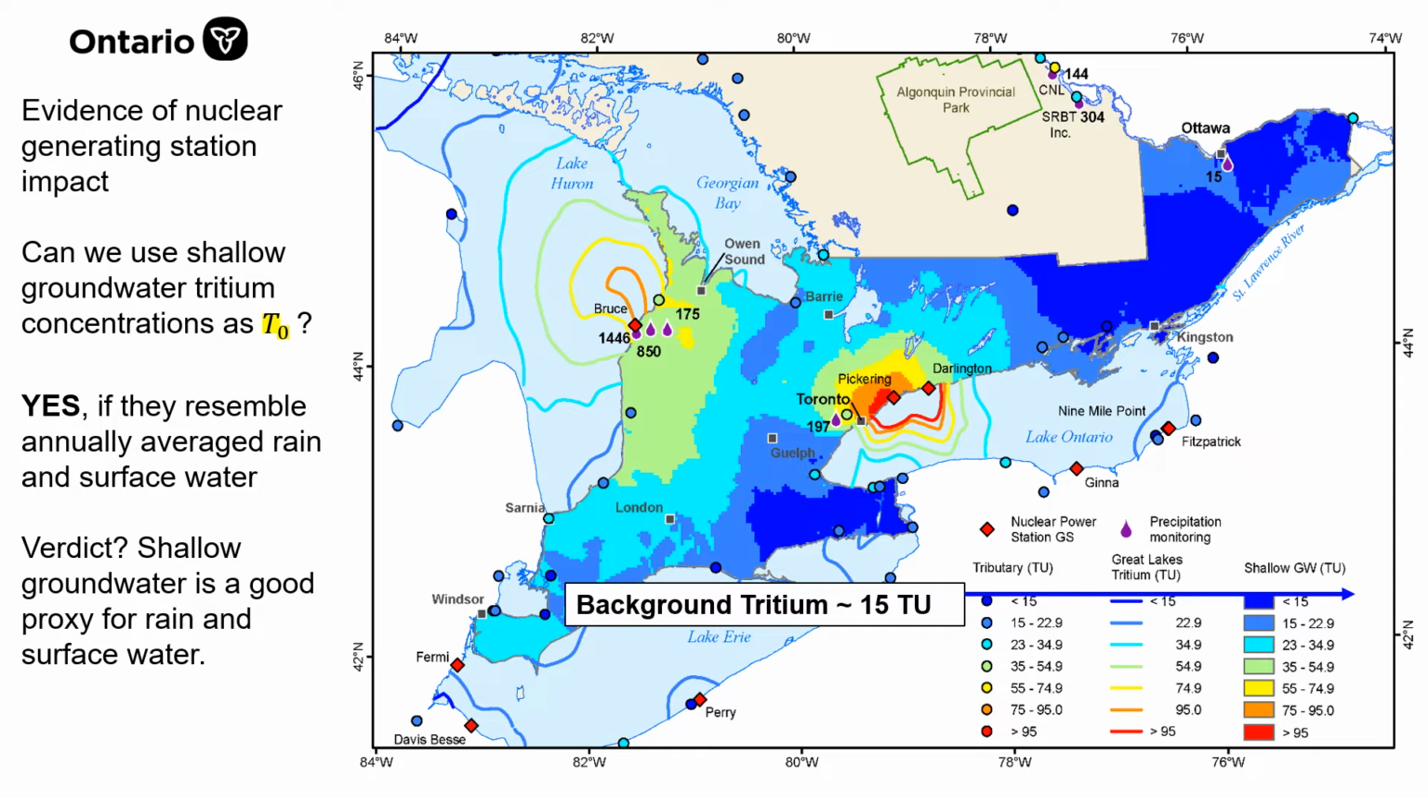So finally, just in previous work done by Brown at Atomic Energy of Canada, they showed that tributary data are a very good proxy for annually averaged precipitation trends. So given the good agreement that we're seeing here between tritium in shallow groundwater and tritium in our tributaries, shown with the dots here, it's reasonable to assume that shallow groundwater is also a good proxy for precipitation. But let's take a closer look.